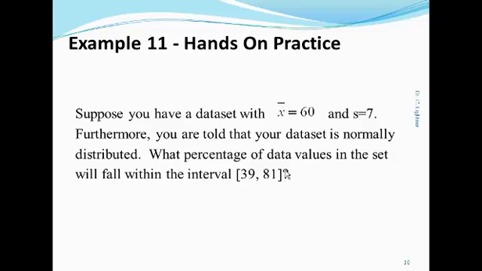Let's get some hands-on practice applying the empirical rule. Suppose you have a data set with a mean of 60 and a standard deviation of 7. Furthermore, you are told that your data set is normally distributed. What percentage of data values in the set will fall within the interval 39 to 81? You should pause the video at this time and try to answer this question.